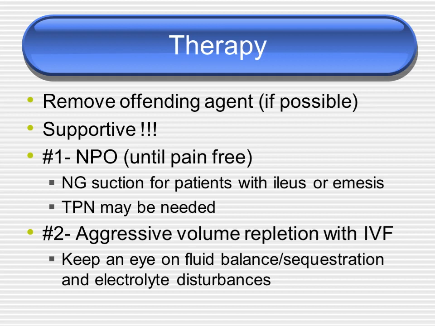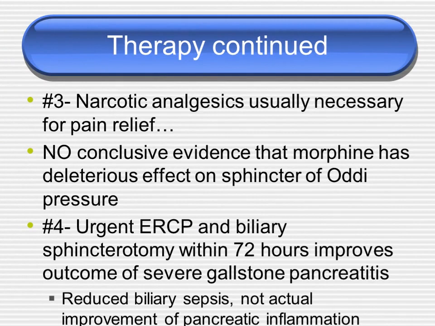So the patient presents with which type of shock? Hypovolemic shock. We need aggressive intravenous fluid to replenish the intravascular volume. Next we continue with narcotic analgesia. Usually we start to relieve the pain with a narcotic analgesic. There is no conclusive evidence that morphine is deleterious. We can even give narcotics because the patient presents with severe epigastric pain.